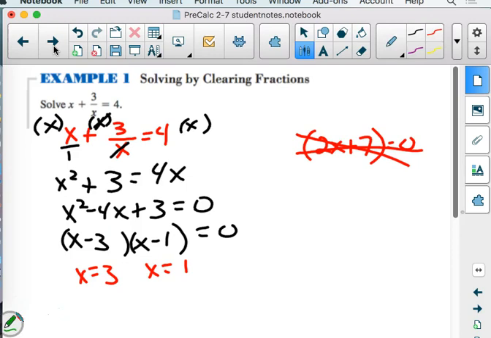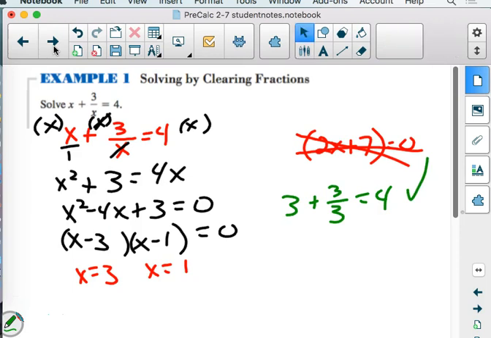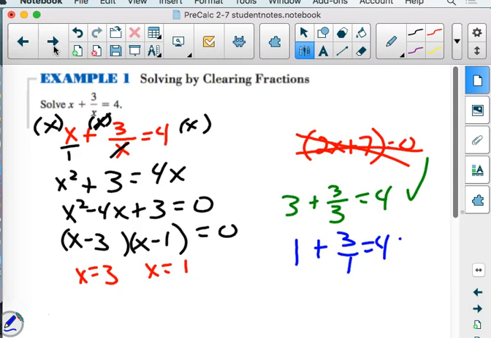So if I put a 3 in here, 3 plus 3 over 3, does that equal 4? Is the question. Does it? Cool. Let's check. Then I go back and try a 1. 1 plus 3 over 1 equals 4. Does it work? It works.